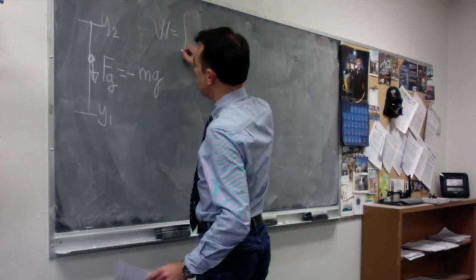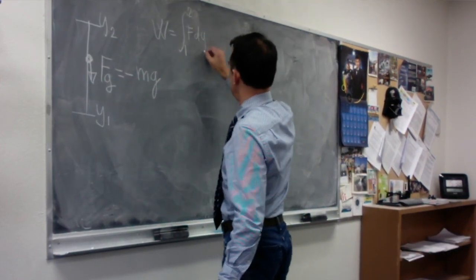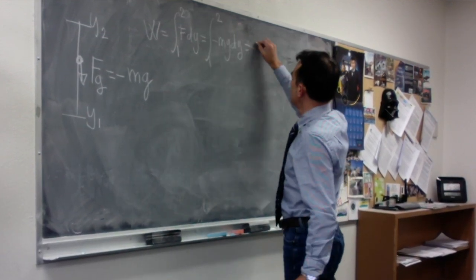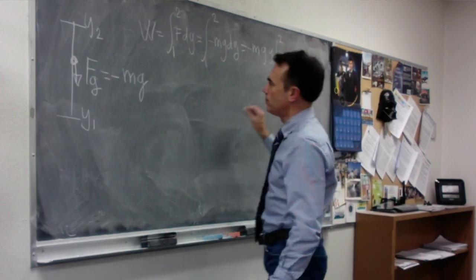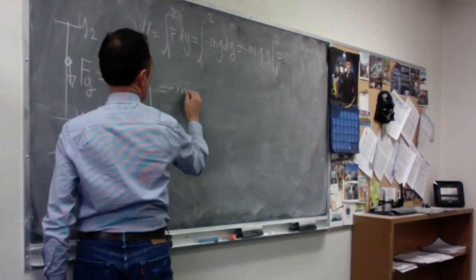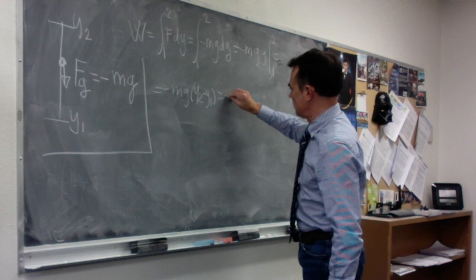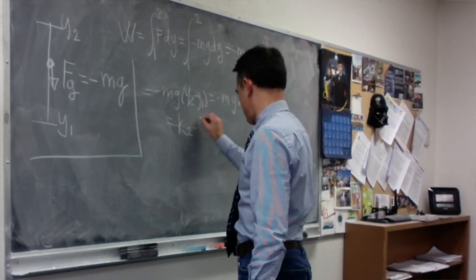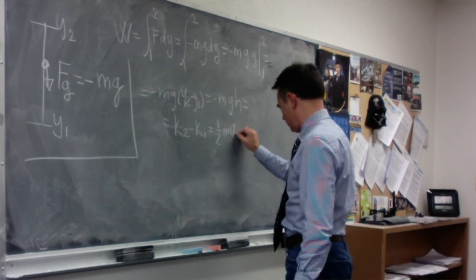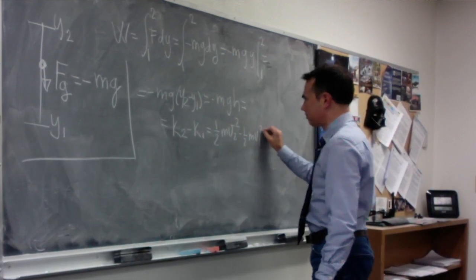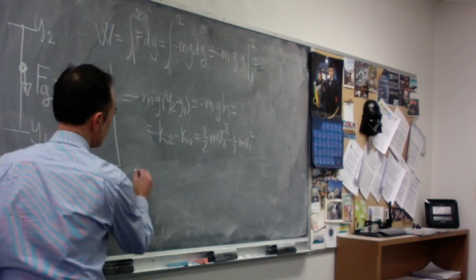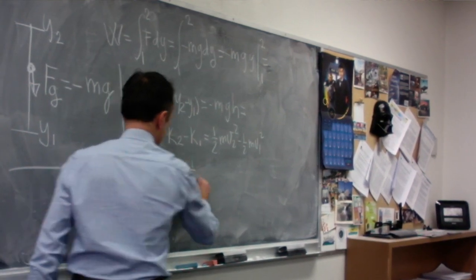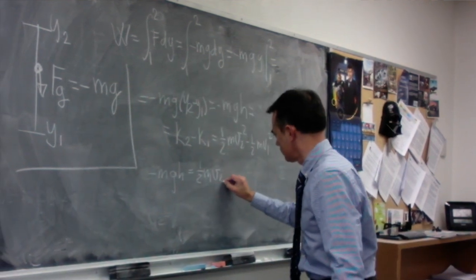I can calculate the work done by gravity on the object when going from y1 to y2. The force in this case is constant. The force is negative mg, so the work in this case is equal to negative mgh. Now, because of the work-energy theorem, we know that this work is equal to the change in kinetic energy: kinetic energy at 2 minus kinetic energy at 1. Here the masses cancel and I can write the final height as a function of the initial and final velocities.